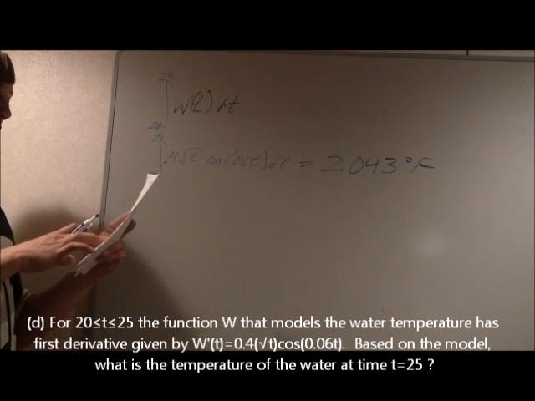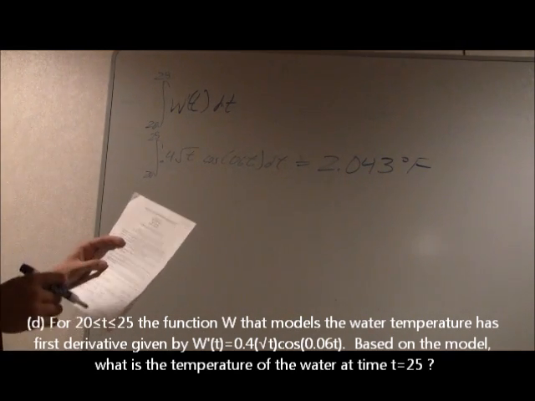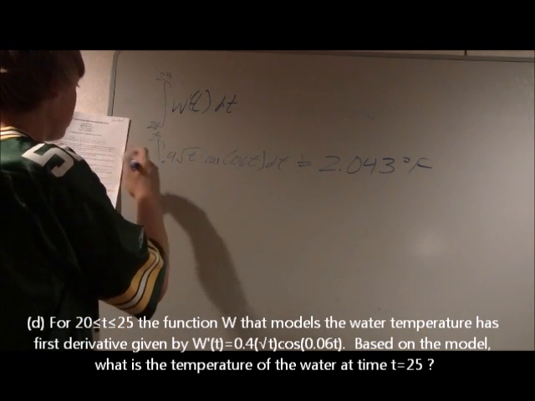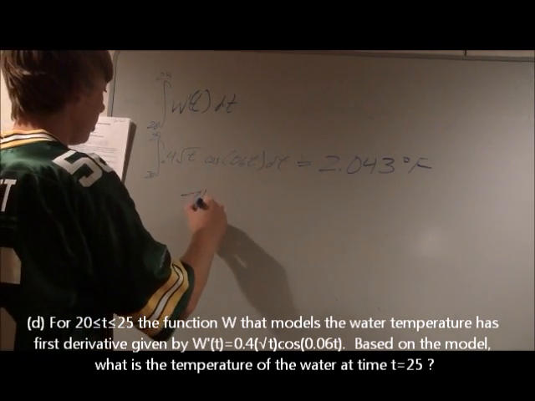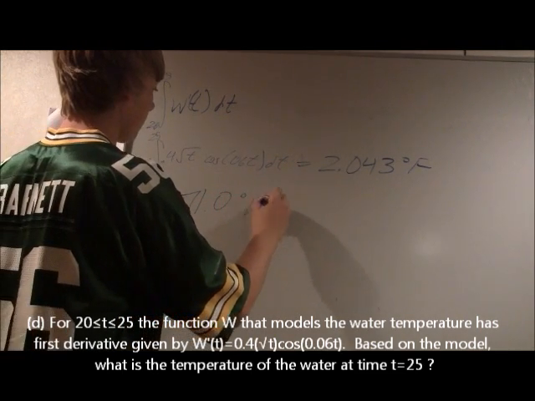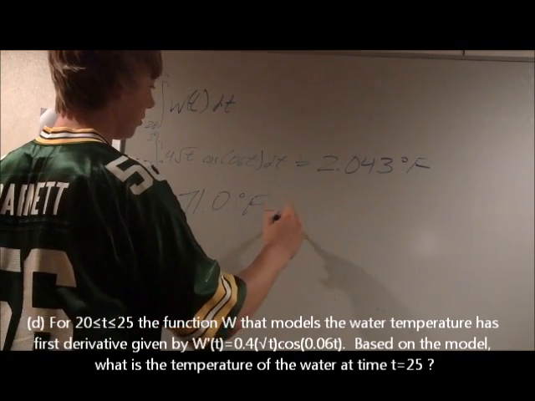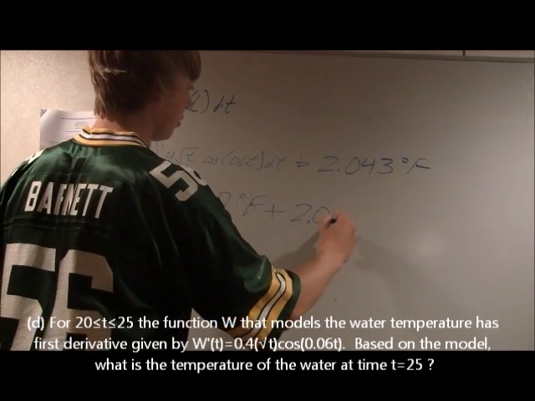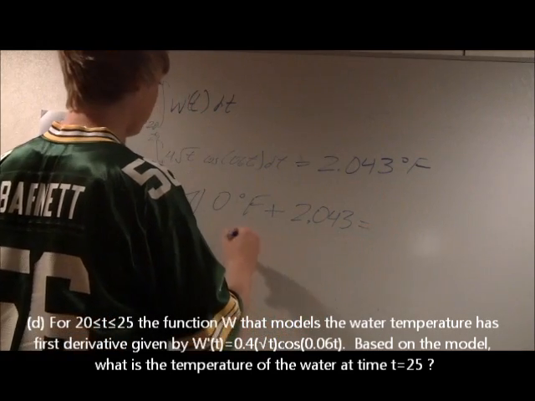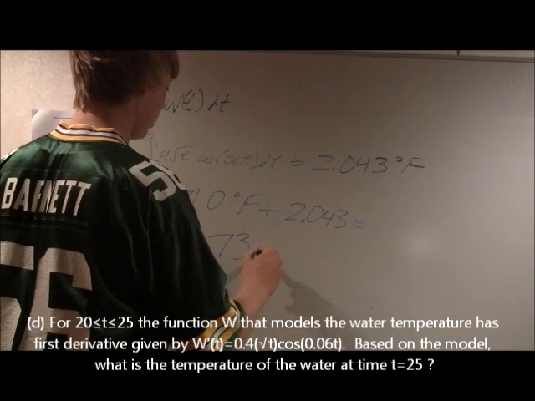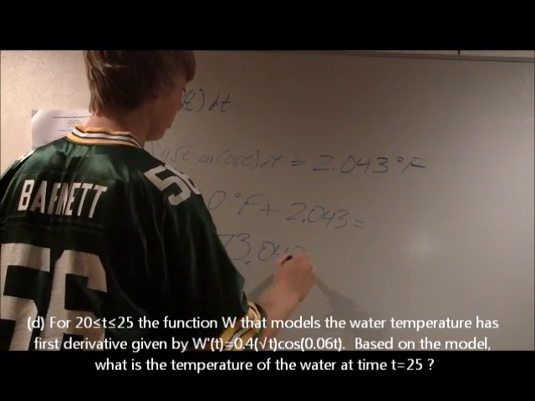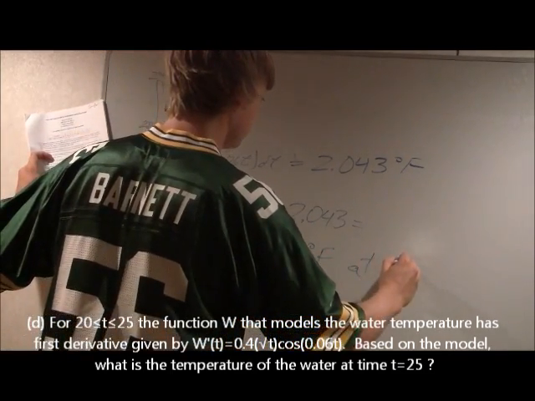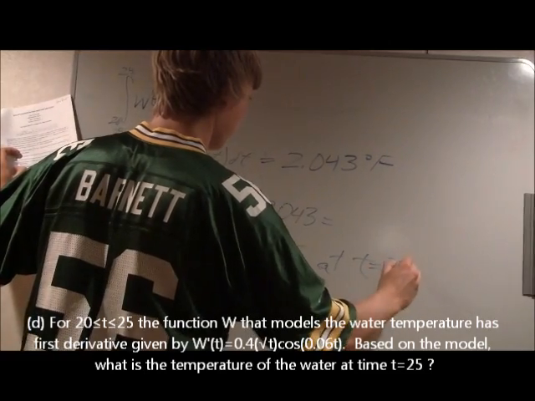But then it says they want to know what the temperature of the water is at time t equals 25. So at time t equals 20, the temperature is 71.0 degrees Fahrenheit. And then we add the change from 20 to 25, so that's plus 2.043, and that equals 73.043 degrees Fahrenheit at t equals 25.